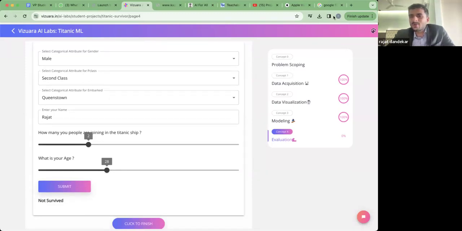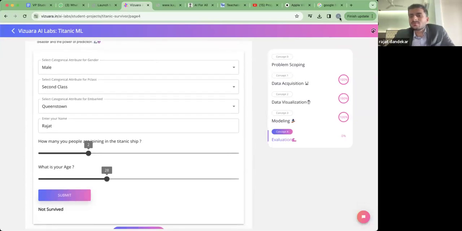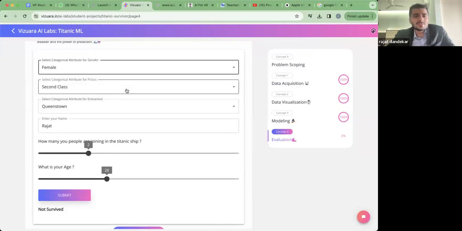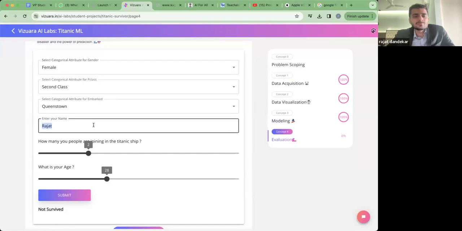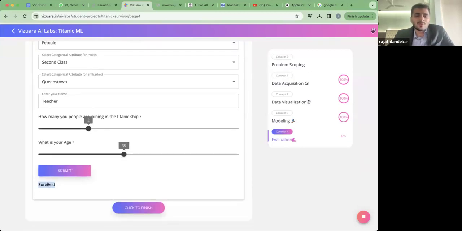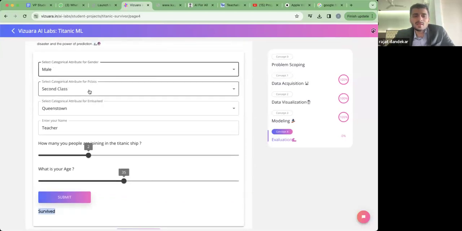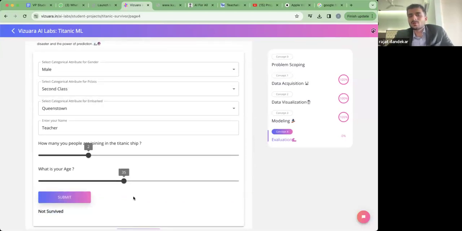Now let's take the example of some of the teachers here. Let's say we have some female teachers. I think we have an equal division or more males, but let's see. Let's say there is a female teacher. Let me enter the name as teacher. How many people? Let's say all the female teachers in this call. So Supriya ma'am and Prachi ma'am. I think we have only two. So two people, and let me write some age and then click on submit. So then the teachers in this call would have survived. But if I switch this to male and click on submit, again we get not survived.